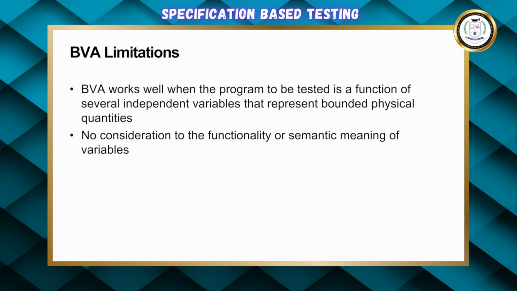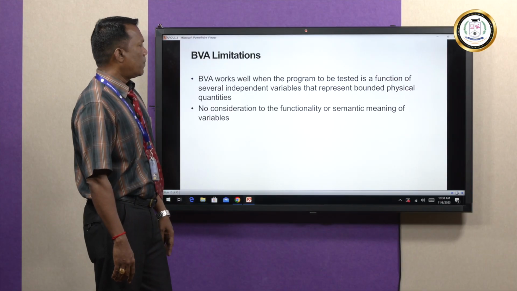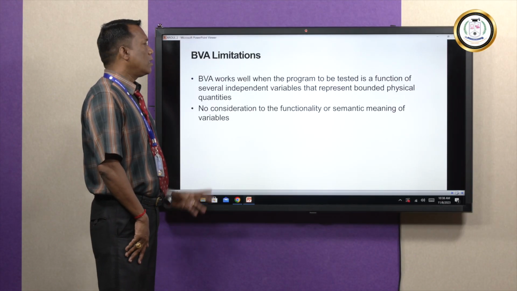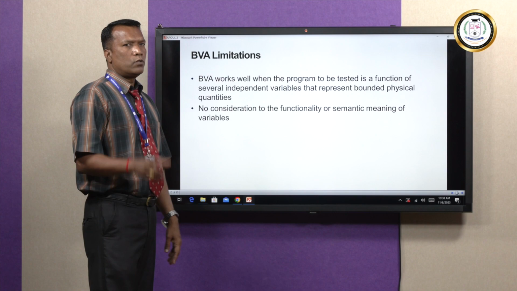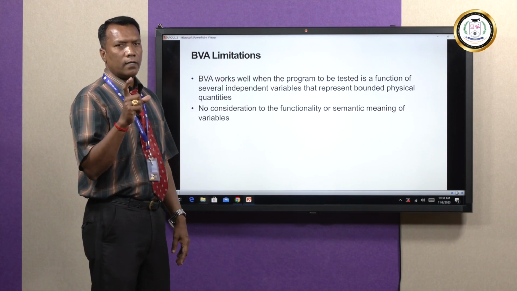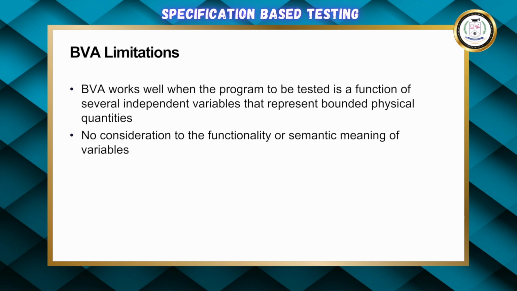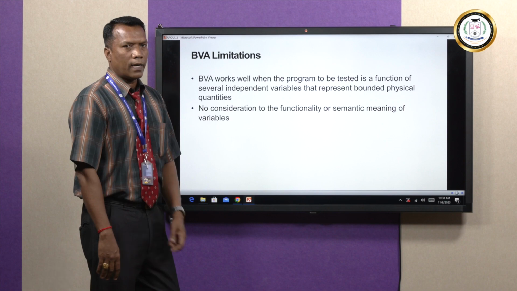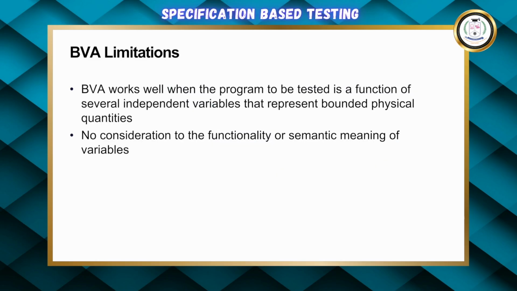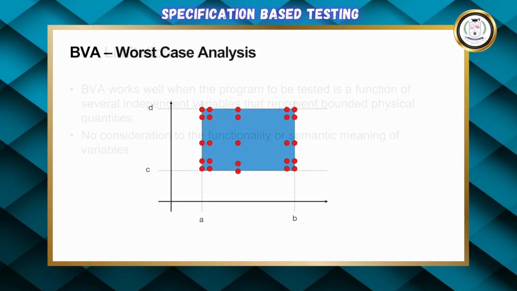The BVA limitation: BVA works well when the program to be tested is a function of several independent variables that represent bounded physical quantities. If the values are quantitatively defined, then BVA will work perfectly. There is no consideration of the functionalities or semantic meaning of the variables. If the variables are dynamic, then we have to concentrate on the BVA testing.